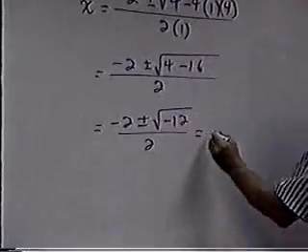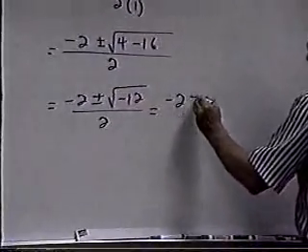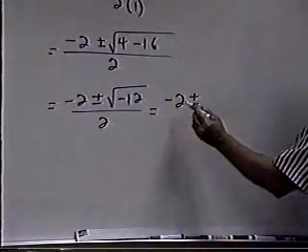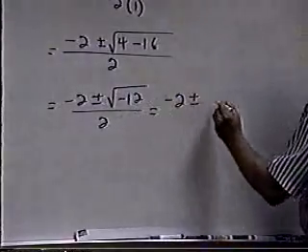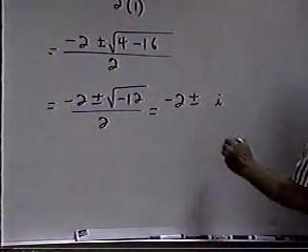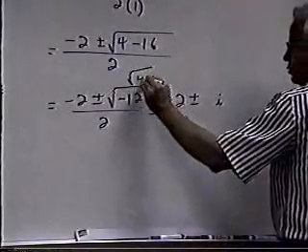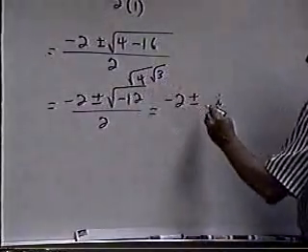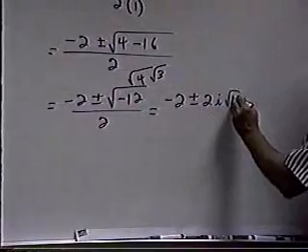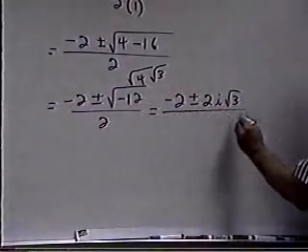And what's the algebra here? This is minus 2 plus or minus. Now what's the square root of minus 12? Well, it's going to be an i. What's the square root of 12? The square root of 12 is the square root of 4 times the square root of 3. So that's 2 times the square root of 3, all divided by 2.